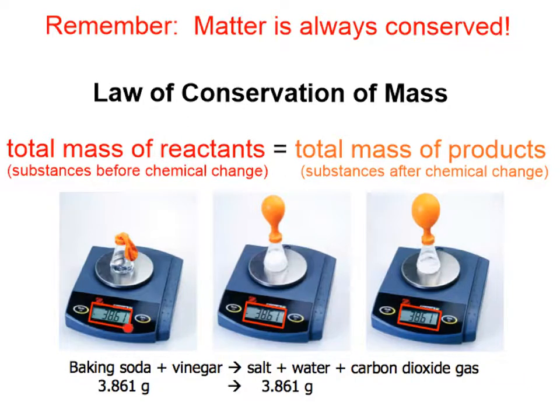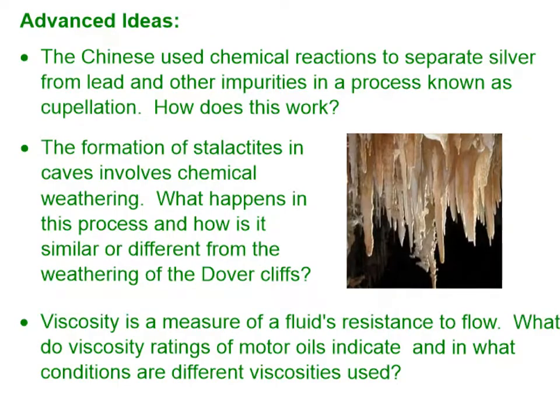I'm going to take the total mass of all the products, and that gas is a product of this reaction. I can see that I have 3.861 grams of reactants. And as this reaction is in the middle of taking place, I still have 3.861 grams. But in the end, when the reaction is all done, the total mass of all my products now, I have different products. I've had a chemical change and I have new things that are formed, but my total mass is still 3.861 grams.